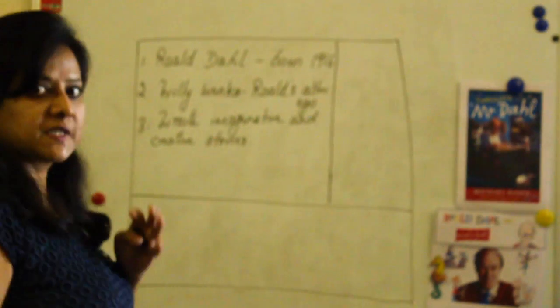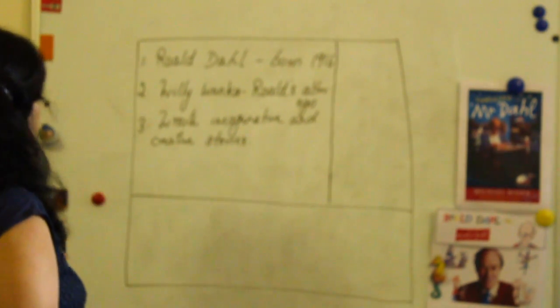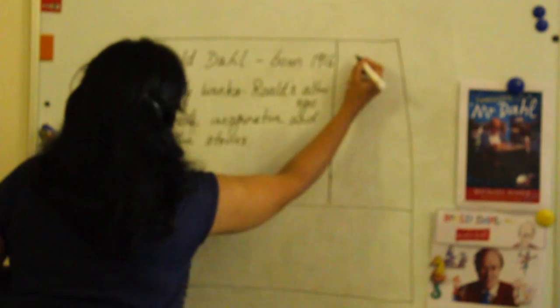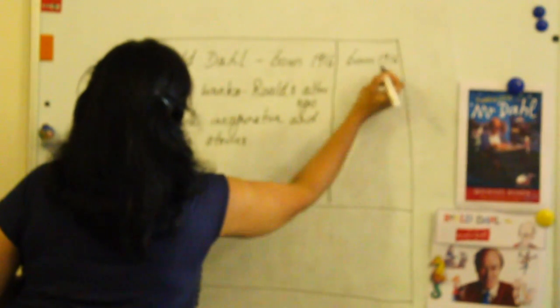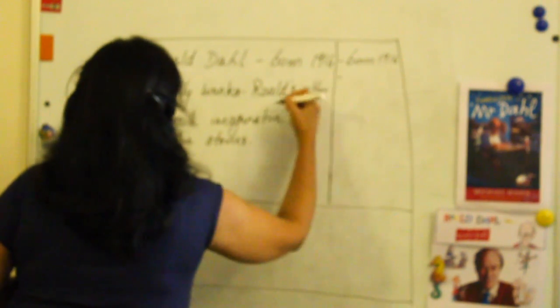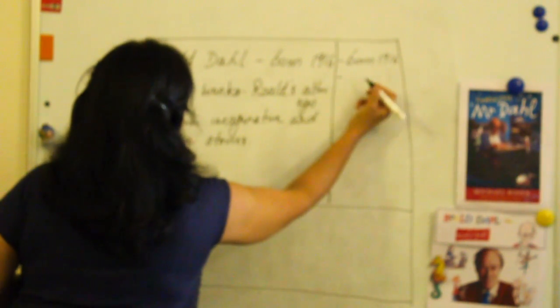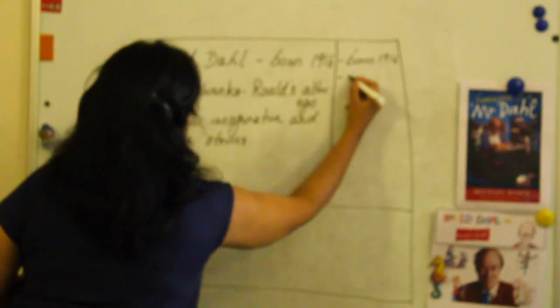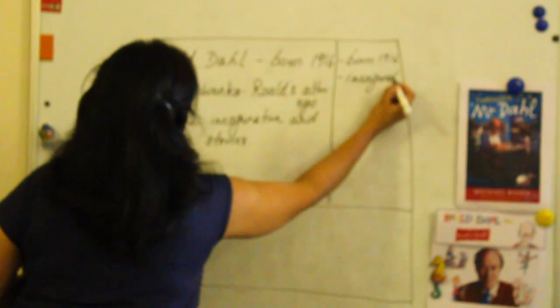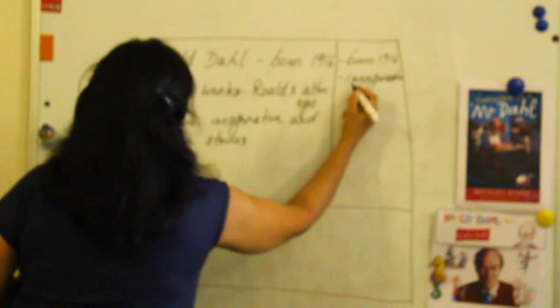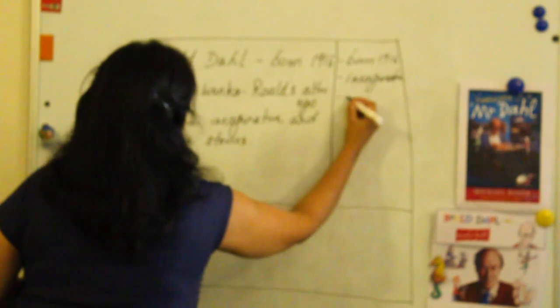And on the left side of the box we can write born 1916. We can write words like imaginative and creative.